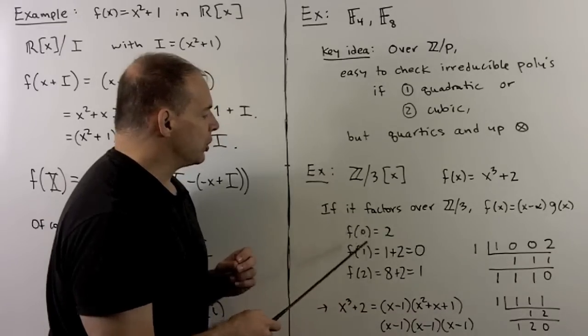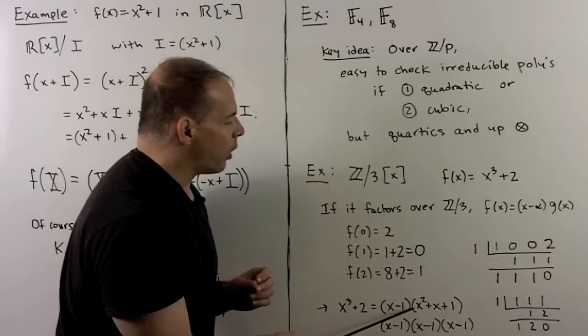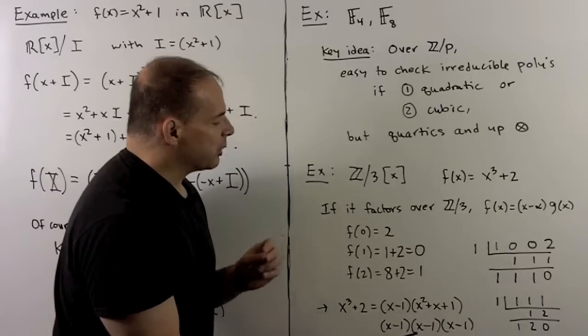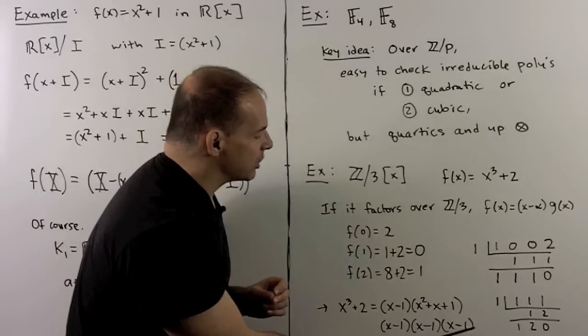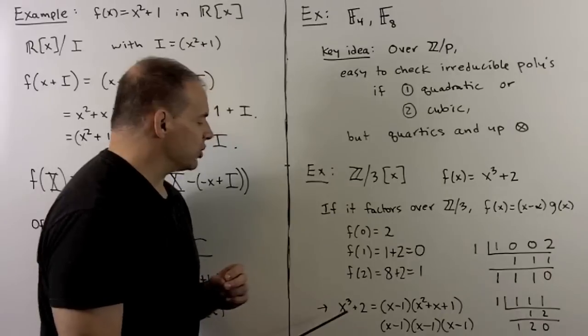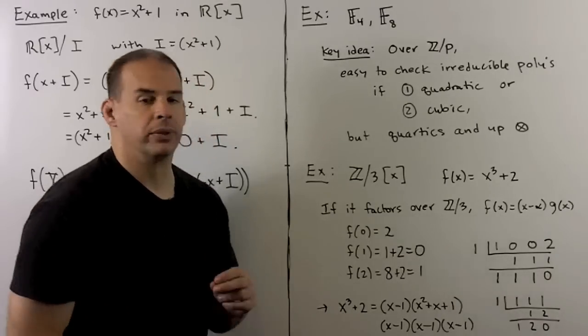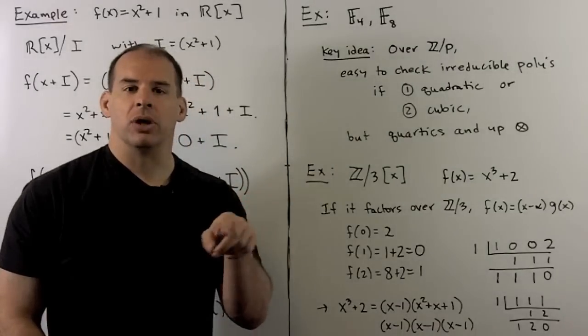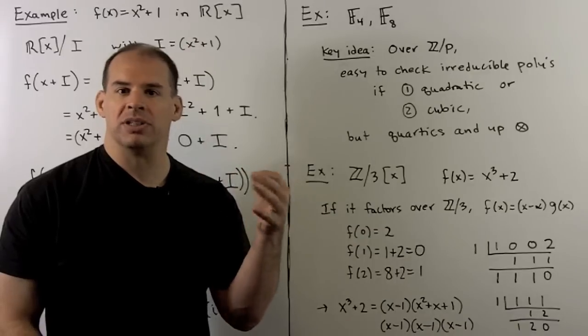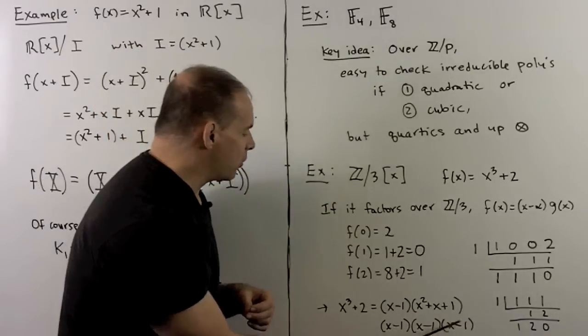If we check our 0, 1, and 2 in here, we see again that 1 is going to give us a 0. So I can split off another x minus 1. And then what will be left over is another x minus 1. And we have our factorization of x cubed plus 2. Note this is x minus 1 cubed. So if you apply the binomial theorem, working with Z mod 3, that'll just check what we have here.